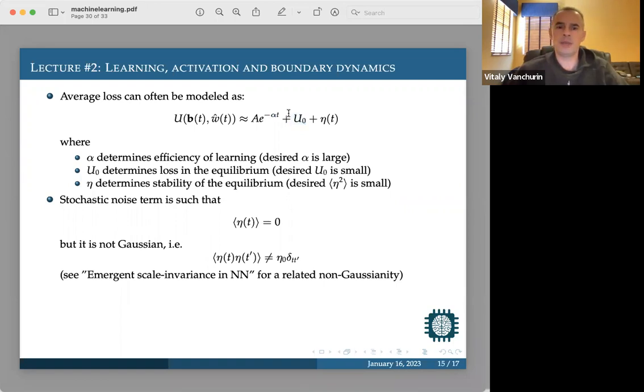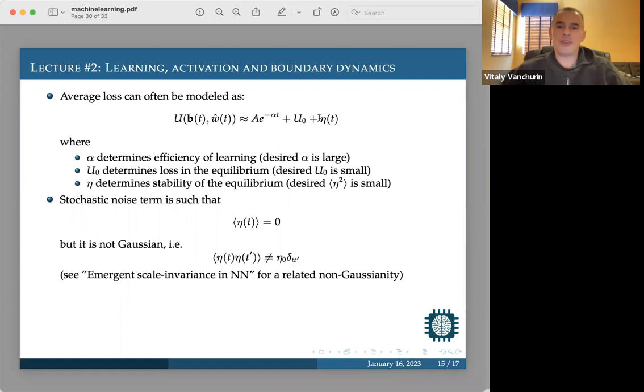And then you have to pay attention to this U0. And I call it the equilibrium loss. Sometimes it's called the asymptotic loss, meaning this is the value of the loss that you would get in the long run. If you keep running your system for a very long, infinitely long time, what will it be?